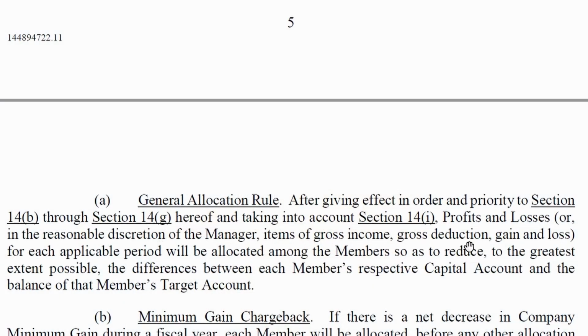Okay, so what this is saying is after giving effect to boilerplate, and I'm going to tell you what I mean by boilerplate in just a second, and some sort of loss limitation, I'm not sure what that means, profits and losses at the discretion are going to be allocated to drive to members' target account. Is that capitalized?